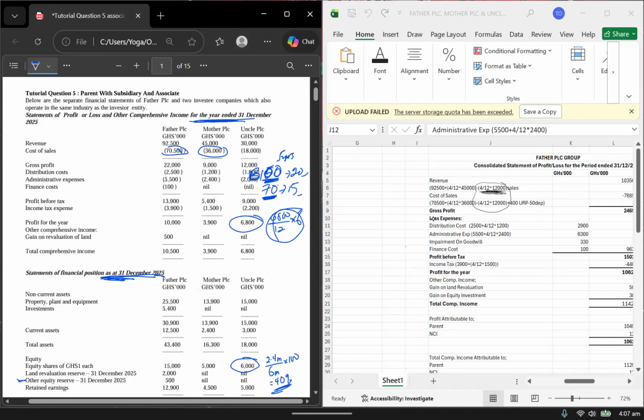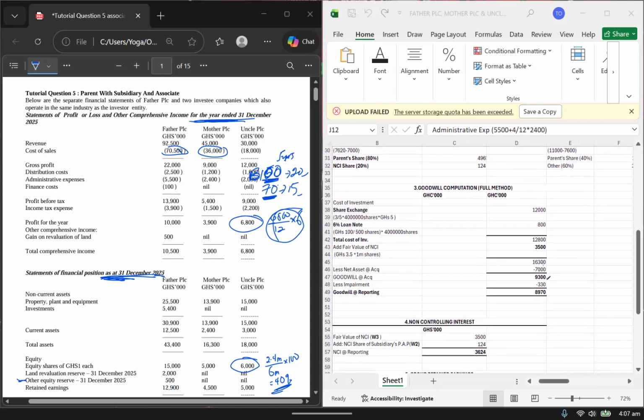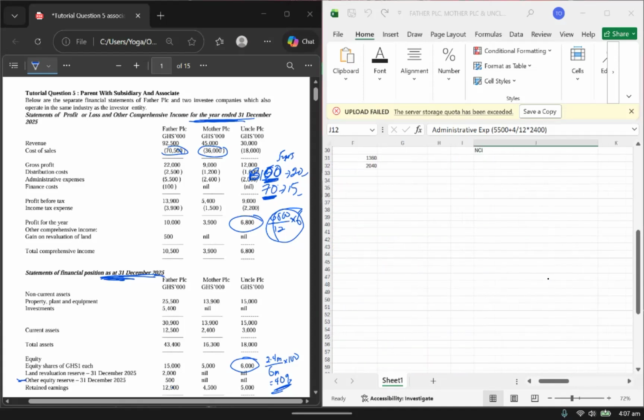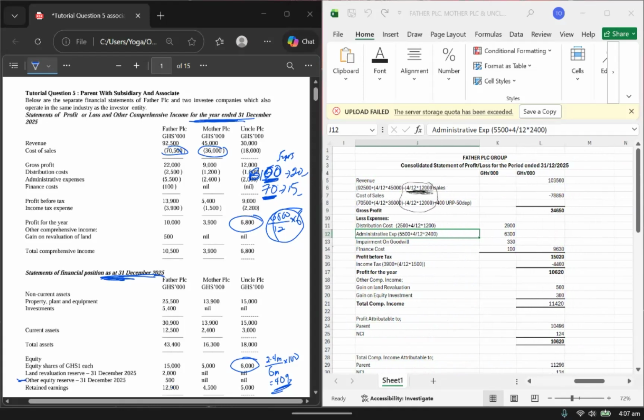And then we come down to our gross profit. Now, with respect to the goodwill, I was saying that assuming we had a negative goodwill, it would be treated as income, after gross profit, as a gain on negative goodwill. But in this case, you had positive goodwill, so we are good to go.